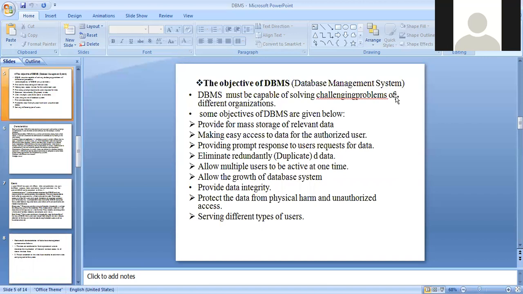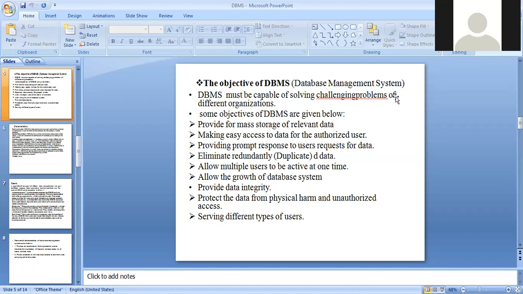By using database management system, we can save our data at a specific faculty as well as the number of things present in that institute, college, hospital, or library. So we can solve the challenging problems in different organizations. Some objectives of database management systems are as follows.